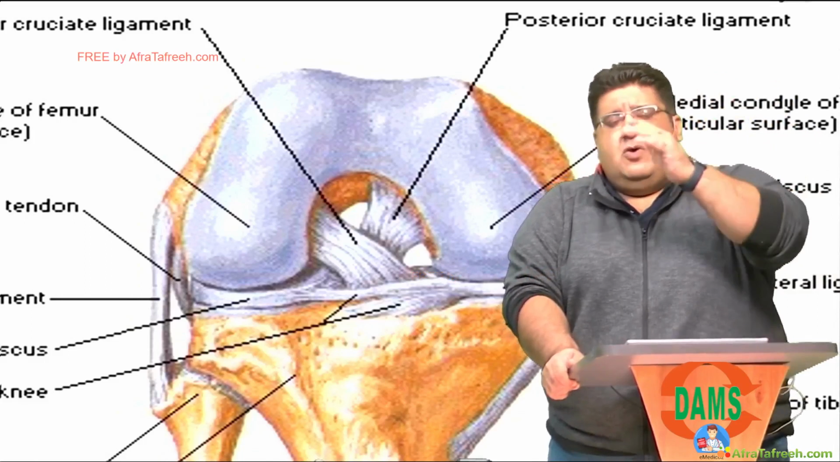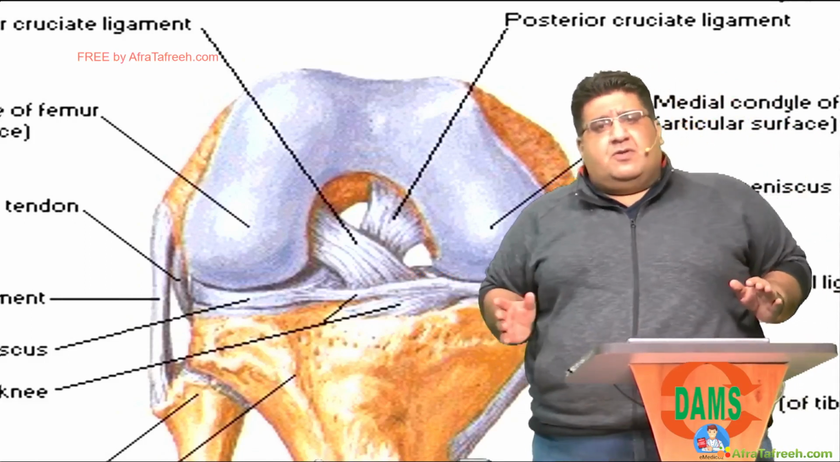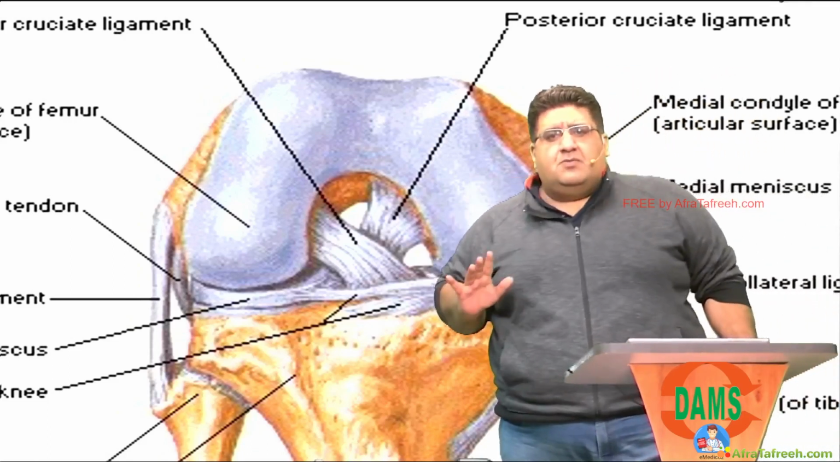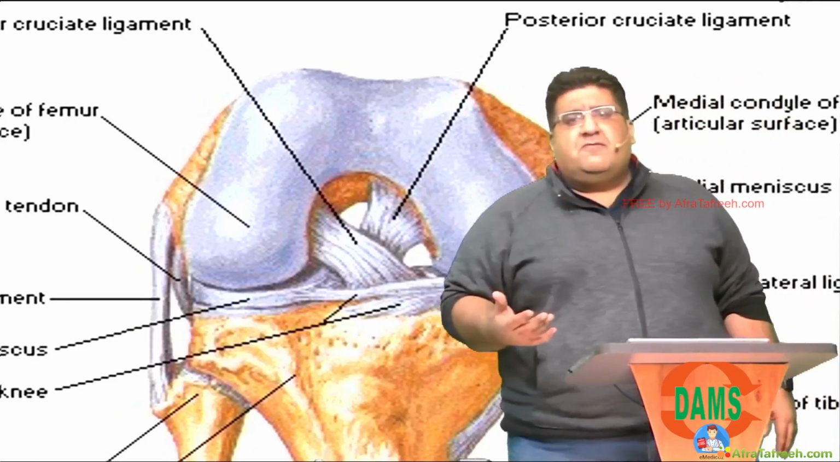But if you have to go uphill or upstairs, what you require is PCL. So this is the fourth difference. ACL is important in downhill, downstair activity. PCL is important in uphill, upstair activity. Fourth difference. Now let's talk about the fifth difference.